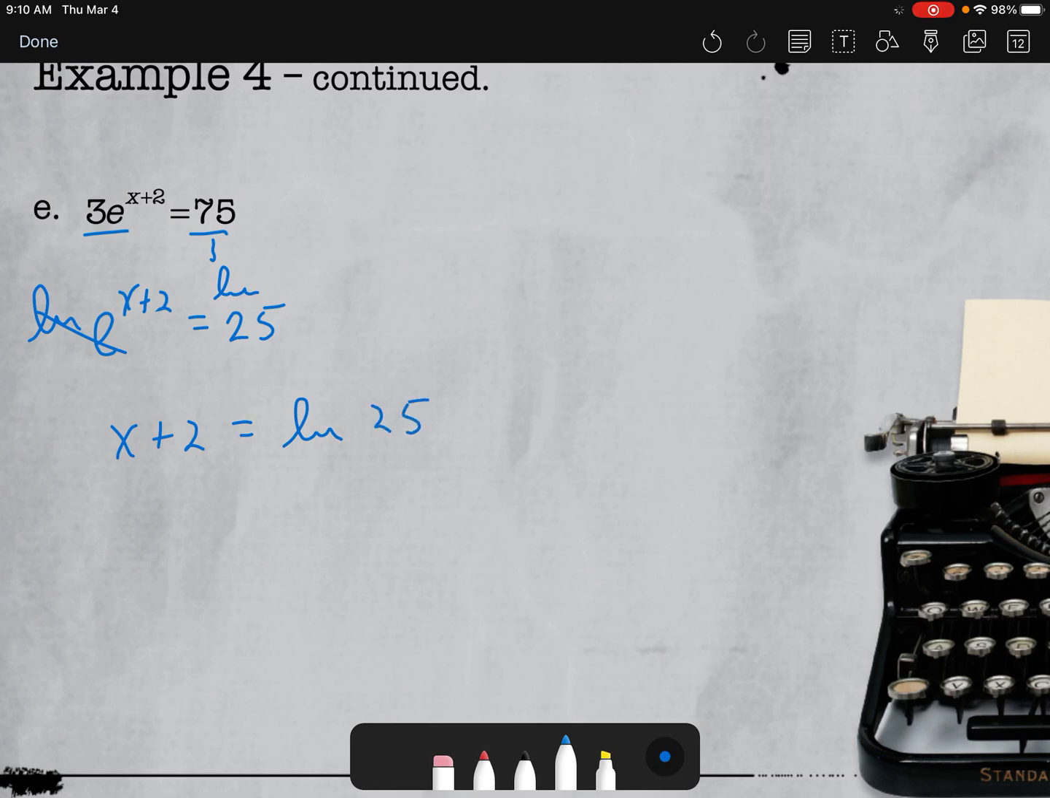So we end up with x plus 2 equals natural log of 25. So the exact answer is natural log of 25 minus 2. Now, you want the approximate answer? Well, type it in. We've got about 1.219.